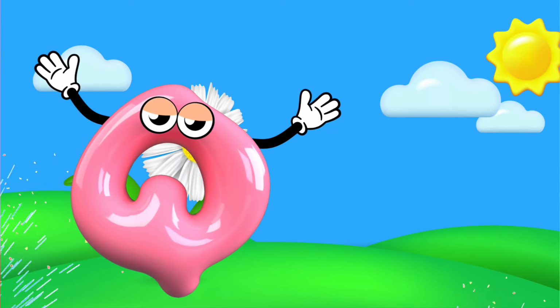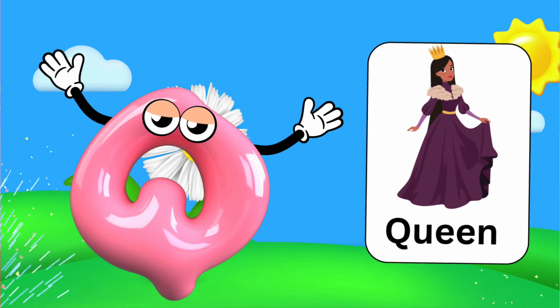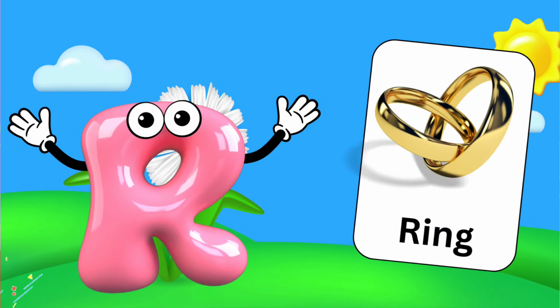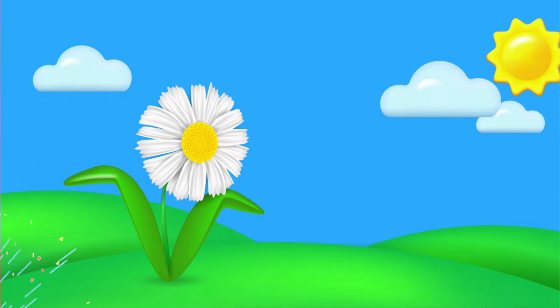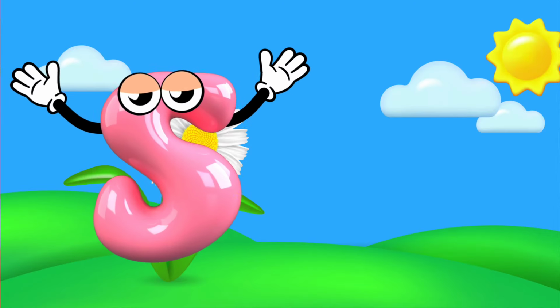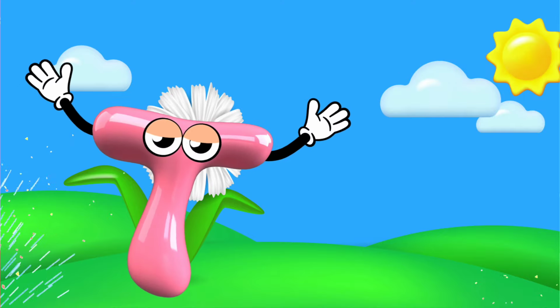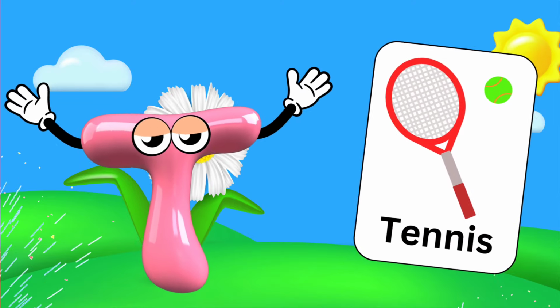Q is for queen, queen. R is for ring, ring. S is for snake, snake. T is for tennis, tennis.